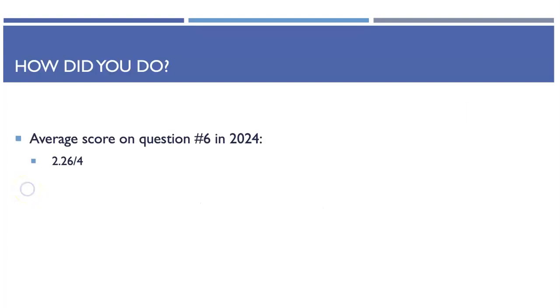How did you do? The average score on this question in 2024 was 2.26 out of 4. So if you earned 2 points, you're just fine. If you earned 3 or 4, you're doing well. If you didn't get the score that you wanted, make sure you go back and review kinetics. It's an important topic. Make sure you can draw Lewis structures. Make sure you review your bond angles. Make sure you review your VSEPR geometries. They all sort of tie in together, at least in this question.